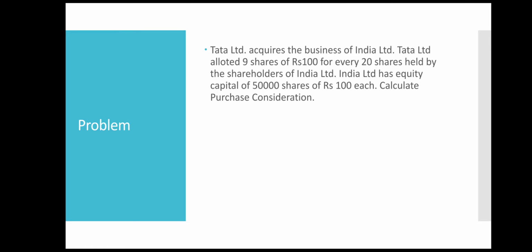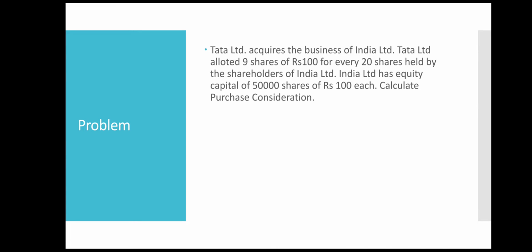Now let us solve a problem and understand this method in a better manner. So this is the problem. Tata Limited acquires the business of India Limited. Tata Limited allotted 9 shares of rupees 100 for every 20 shares held by the shareholders of India Limited. India Limited has equity capital of 50,000 shares of rupees 100 each. Calculate purchase consideration.